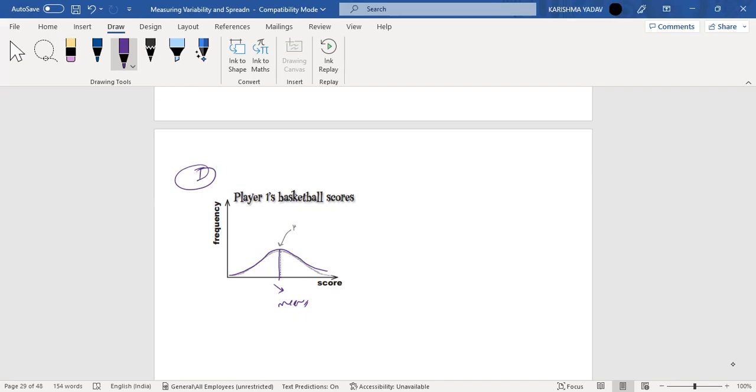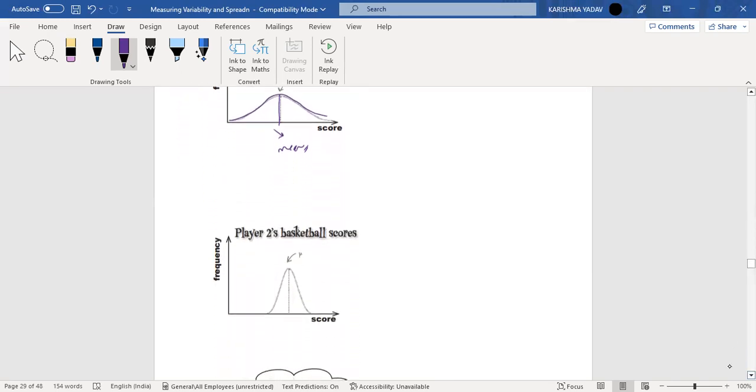We can't predict whether he will perform well on game day or not. Now let's talk about the second player. Here is the graph of player 2's basketball scores. There is quite a difference between the two graphs. Here the values are spread out a long way, and here they are quite compact. The values for this second set of data are much closer than the first player's data, and they are much closer to the mean. Here this is my mean. The variability in the data is very little, and here the variability is quite big.